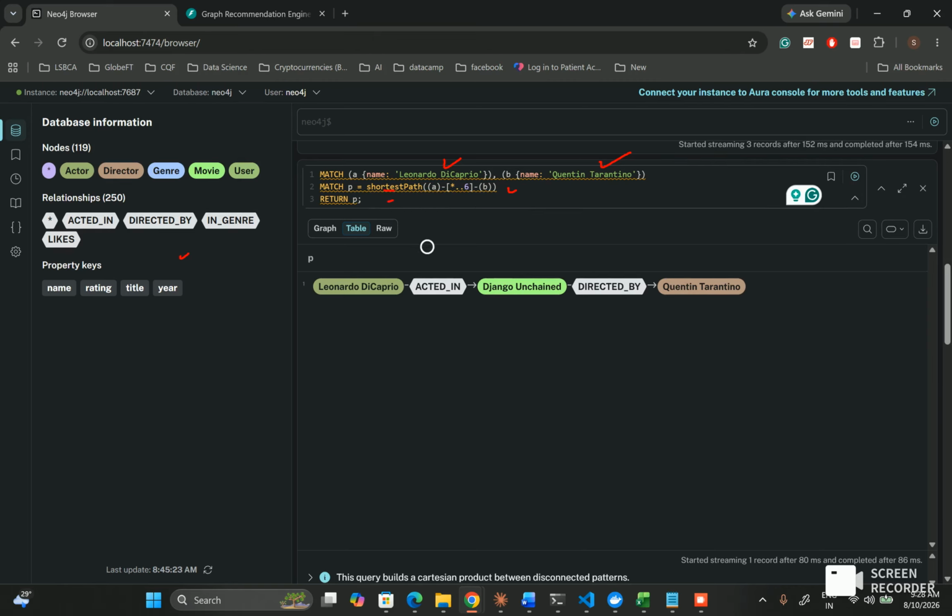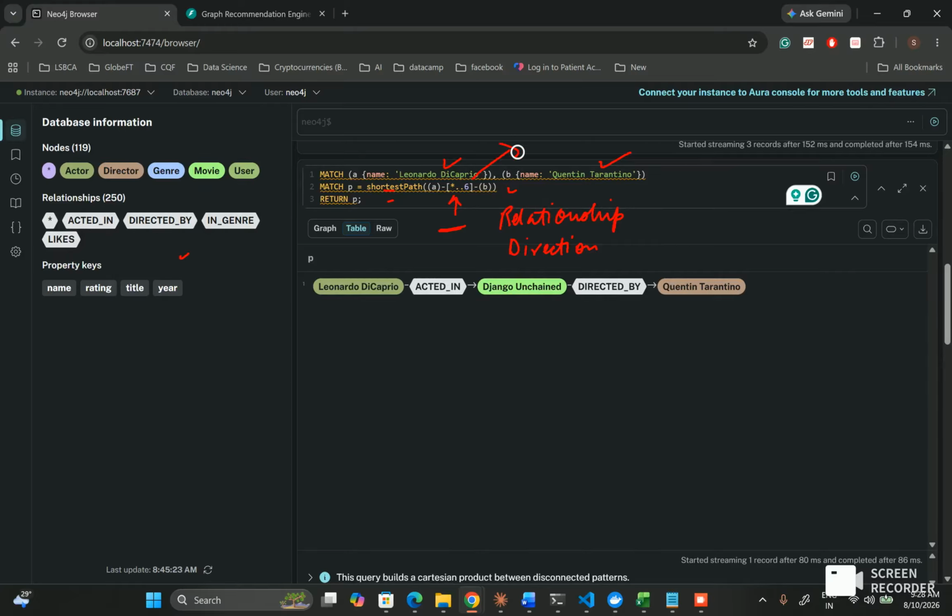Now, this is a built-in tool. You hand in two nodes, and it explores outward from both of them in every direction until it finds the shortest possible chain connecting them. This particular syntax, the shortest path syntax, means any type of relationship, any direction, but give up after 6 steps.